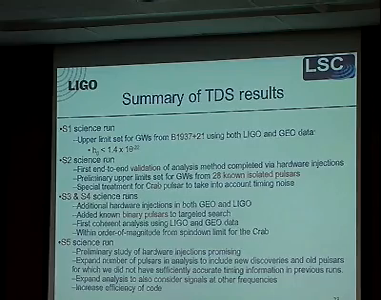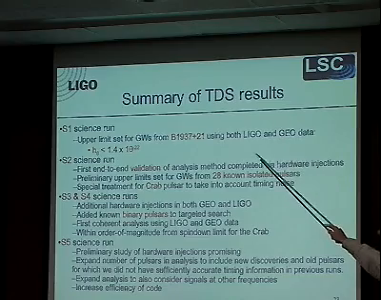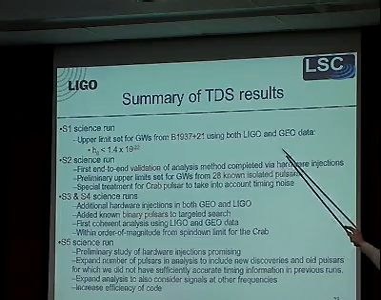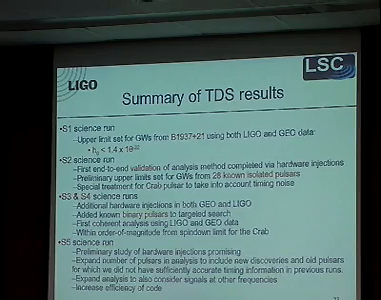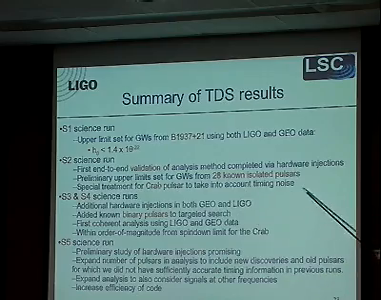So some of the results we've had so far with this targeted search. In S1, we set an upper limit on B1937+21 using both LIGO and GEO data, and the best upper limit came from Livingston, and it was 1.4 times 10 to the minus 22. And then in the S2 science run, we set upper limits, they're not preliminary anymore, for 28 known isolated pulsars. And we also did our first end-to-end validation of the analysis method and also the timing between the sites using hardware injections in the interferometers.